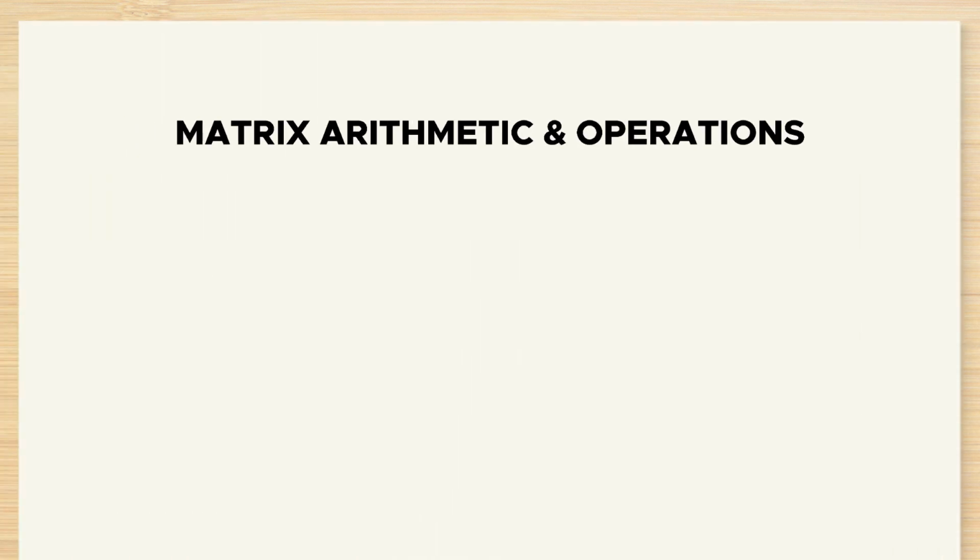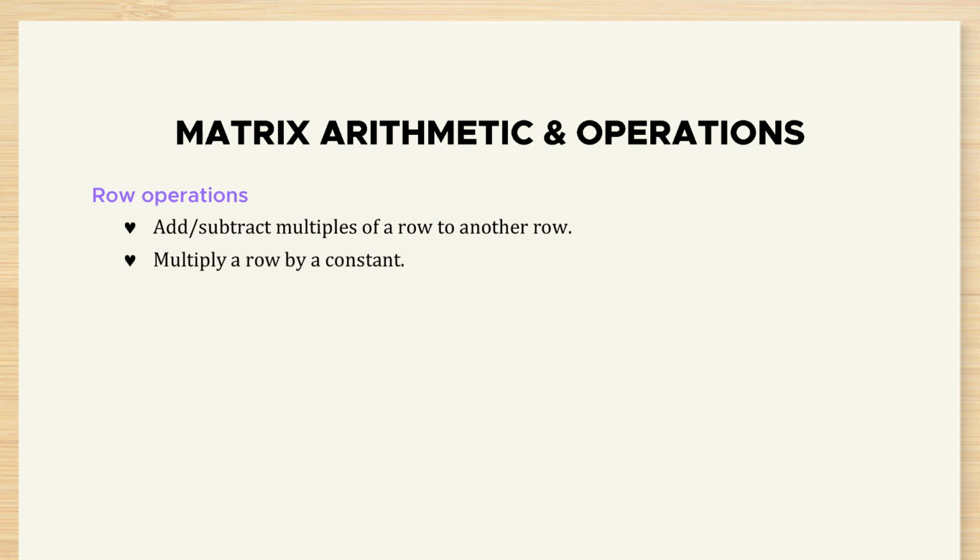Matrix arithmetic and operations. With row operations, we can add or subtract multiples of a row to another row, we can multiply a row by a constant, or interchange pairs of rows. Row operations is about doing stuff to the rows of a matrix, whereas everything else that we'll be talking about in this lesson is about doing stuff to the entire matrix.